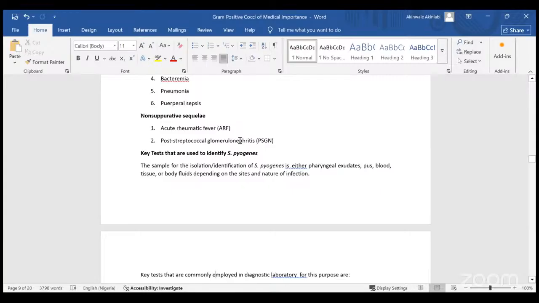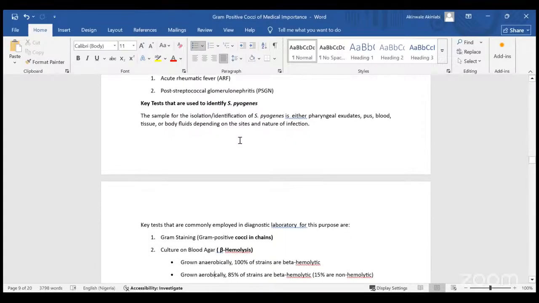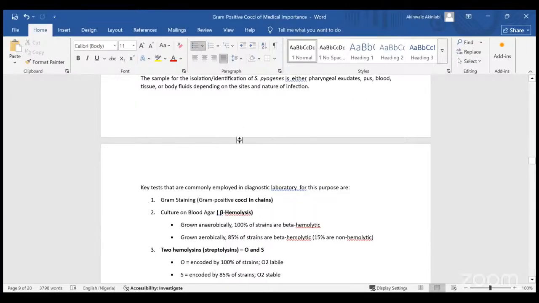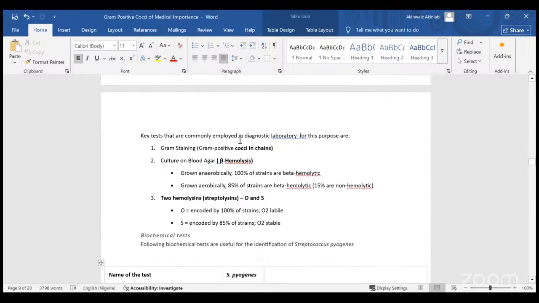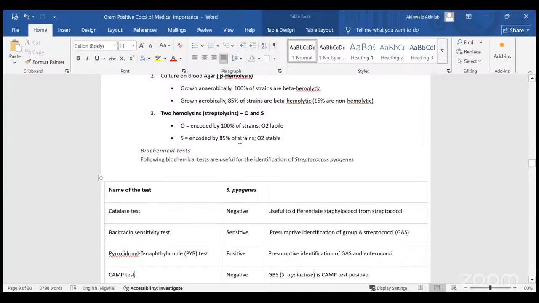What are the key tests that are used to identify Streptococcus pyogenes? We use Gram staining, we use culture, making use of beta hemolysis. Then we use two hemolysins, that's streptolysin O and S. That's why we have ASO, anti-streptolysin O and S. Biochemical tests that we use: catalase is negative, bacitracin sensitivity.